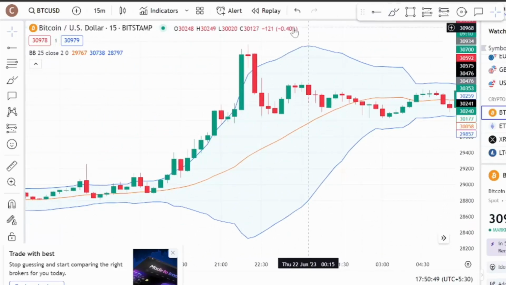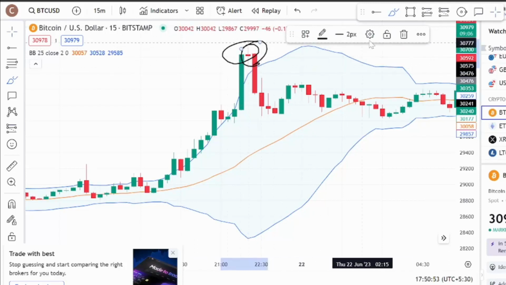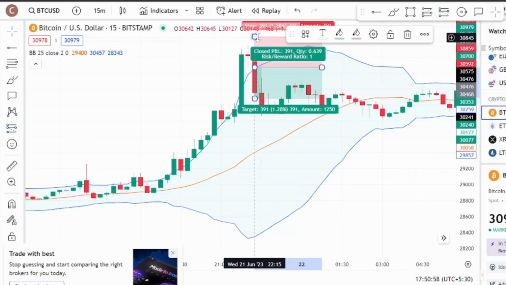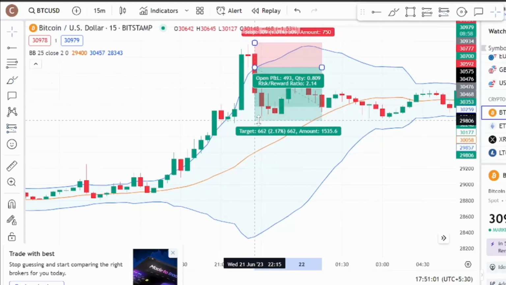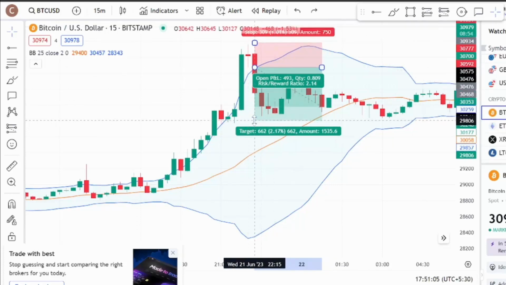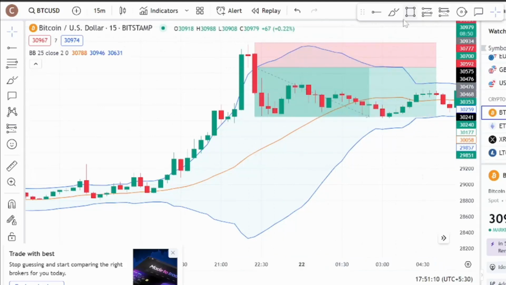And here you guys can see we found another candle. Its low will be our entry point and its high will be our stop loss. We're gonna make a target of 1:2. So here is our target. Let's see if it will hit our target or not. It hit our target again.